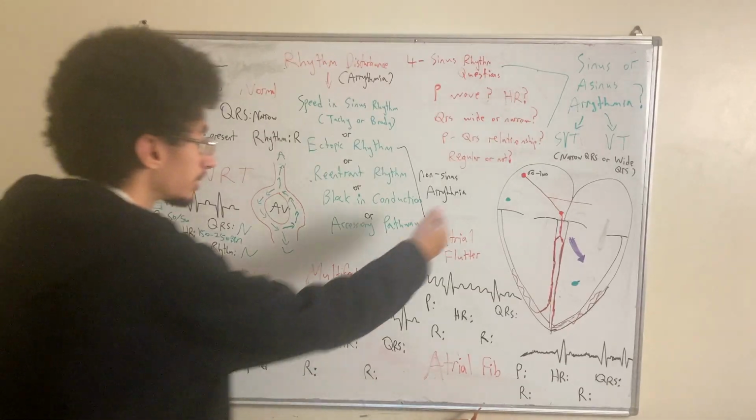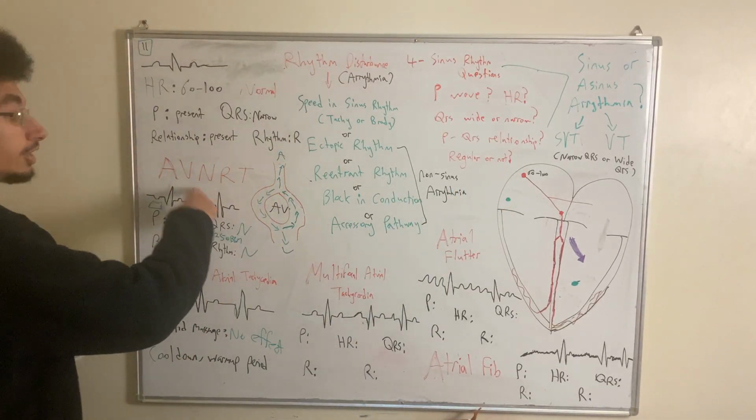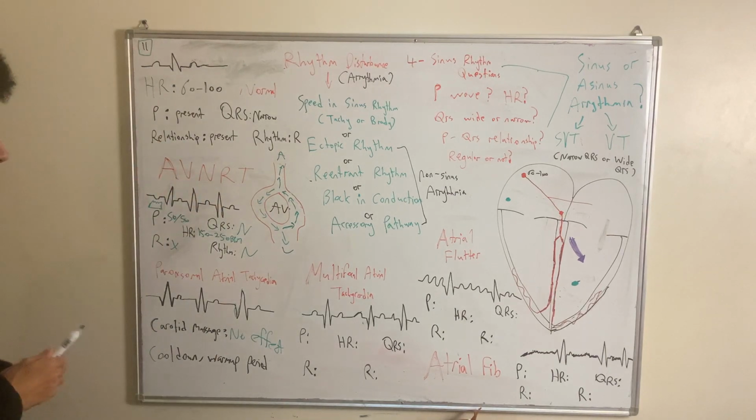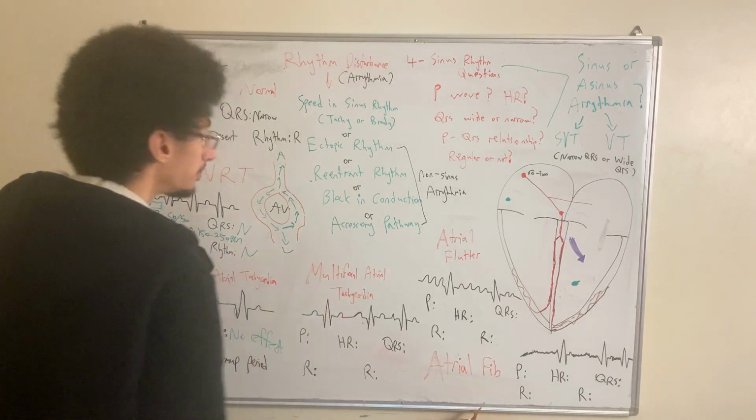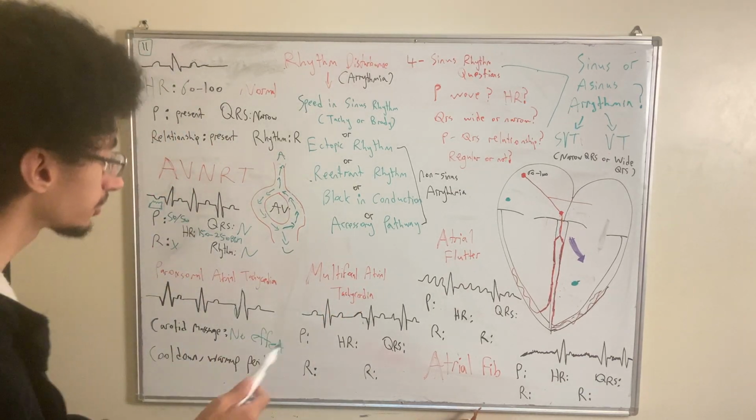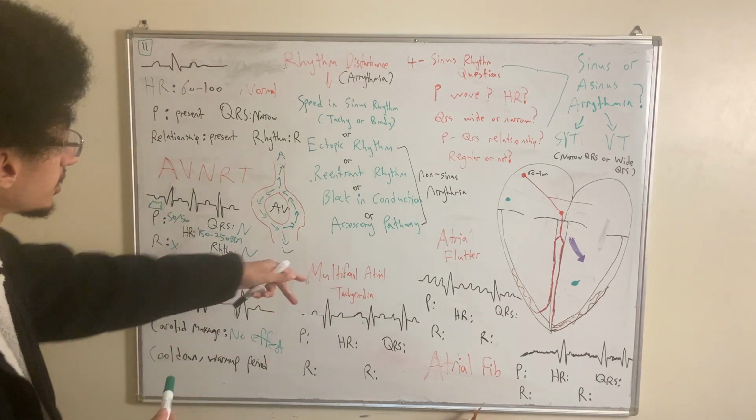PAT comes from an ectopic atrial source. AVRT, from the name, comes from the AV node. Okay? Let's go to the next one. Let's go to MAT. Now, multifocal atrial tachycardia will give us this appearance.